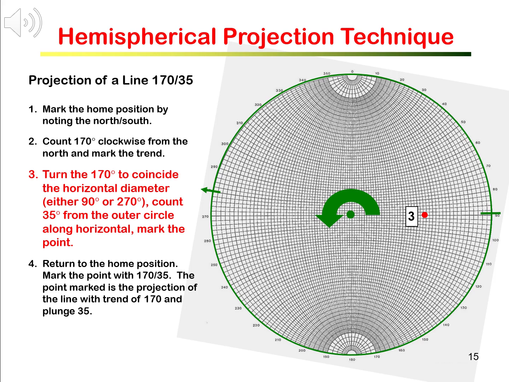Then you count 35 from the circumference along this horizontal line, from circumference towards the center for 35 degrees, and mark that particular point with 35-degree counts.